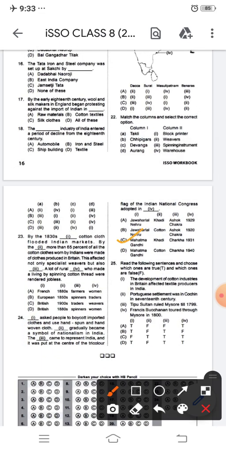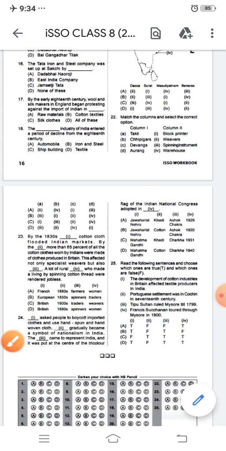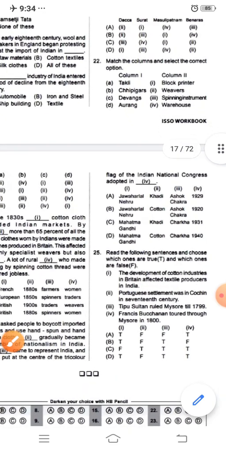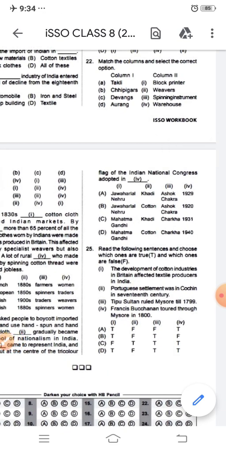So from here, Mahatma Gandhi asked people to boycott imported clothes and use hand-spun and hand-woven clothes, khadi, which gradually became a symbol of nationalism in India. The charkha came to represent India and was put at the center of the tricolor flag of the Indian National Congress adopted in 1940.